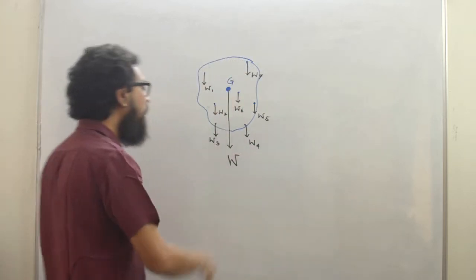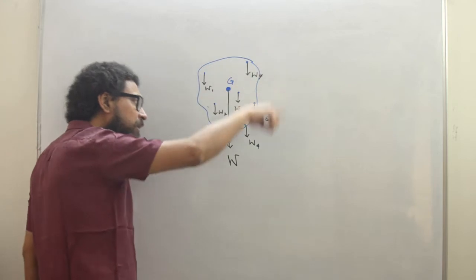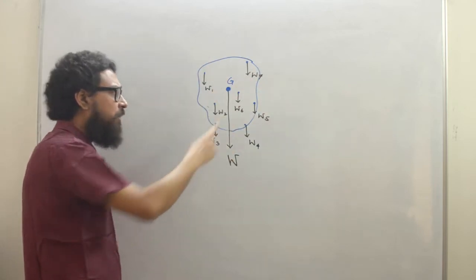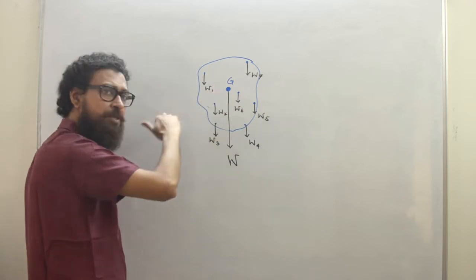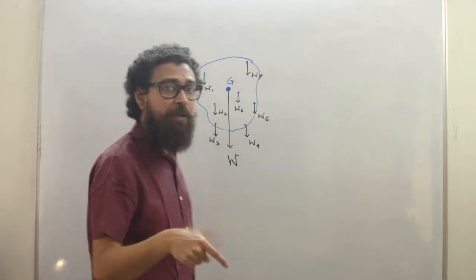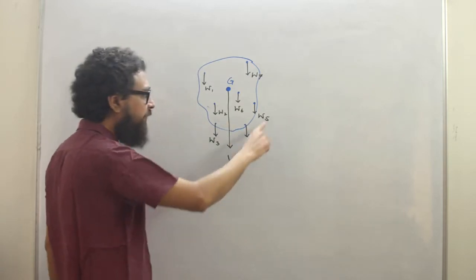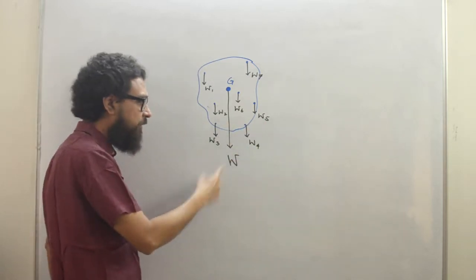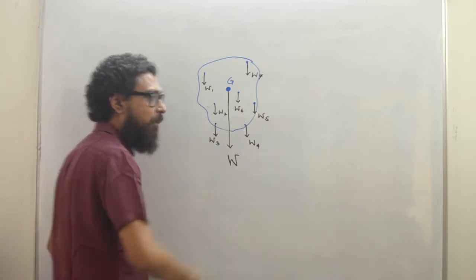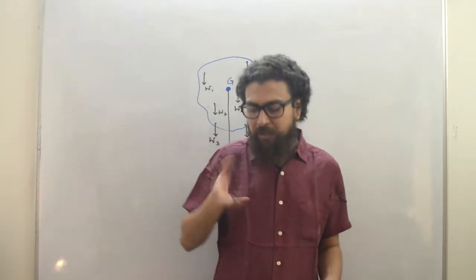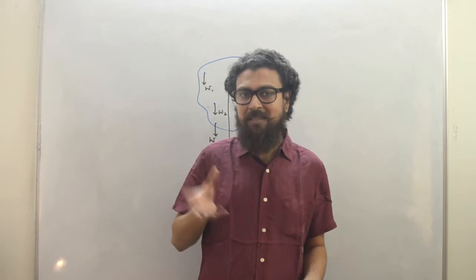Among all these weights, they are individually forming some perpendicular distances with respect to G. So all of them have individual moments and a turning effect. W4 will make it turn like this, W3 will make it turn like this. This is clockwise, this is anticlockwise. So it is trying to make the body turn, but the body is at rest.